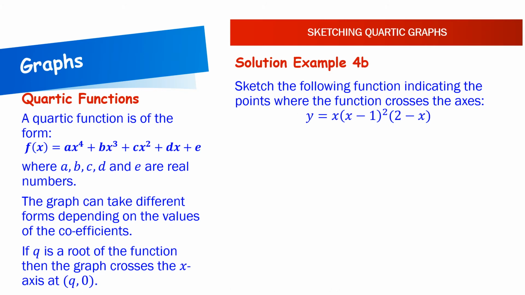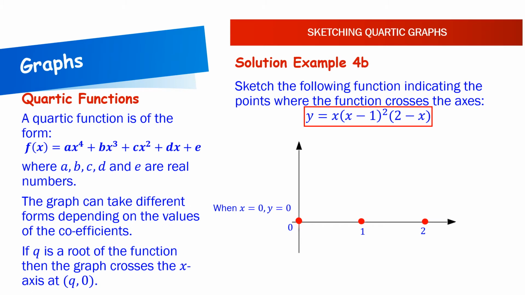And now for the solution to example 4b. We are required to sketch the function x times (x minus 1) squared times (2 minus x). So when y equals 0, we have that either x equals 0, or 1, or 2. Also when x equals 0, y equals 0.